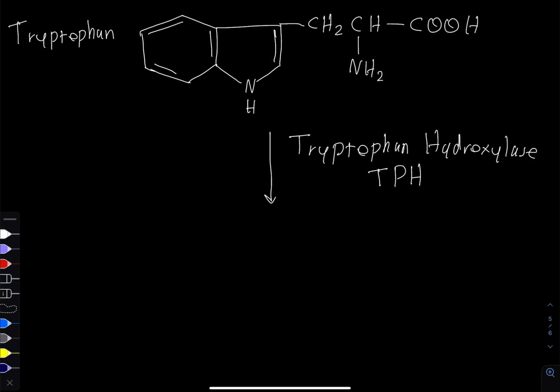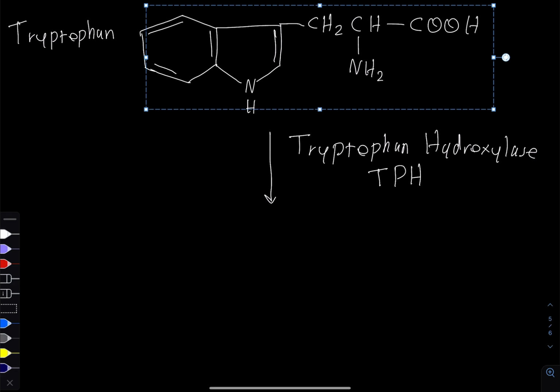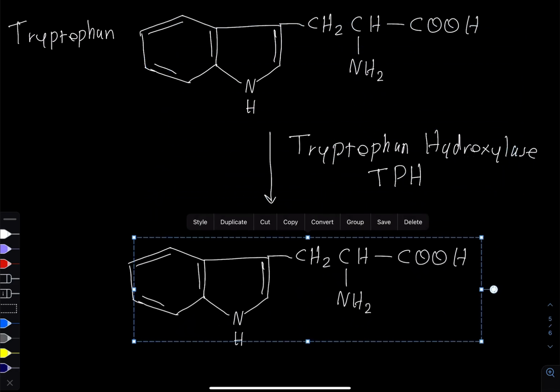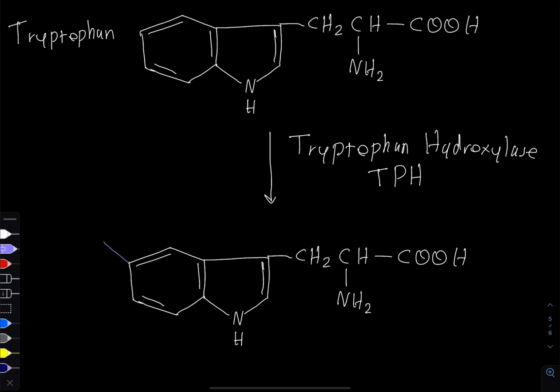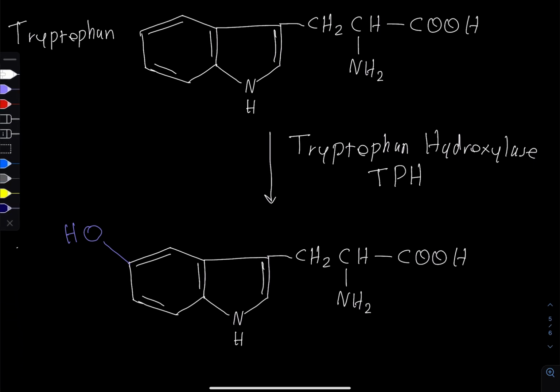So when we transform this molecule using that enzyme, we get a similar looking molecule, with the difference being that we just add a hydroxyl group to this carbon. This molecule here is called 5-hydroxy tryptophan, also called 5-HTP. You might see that.